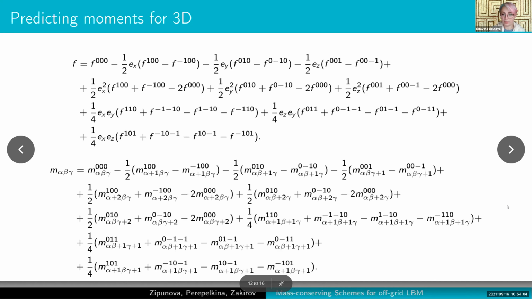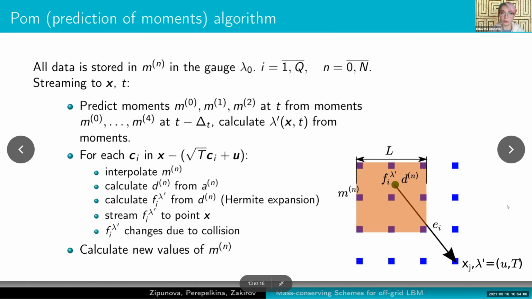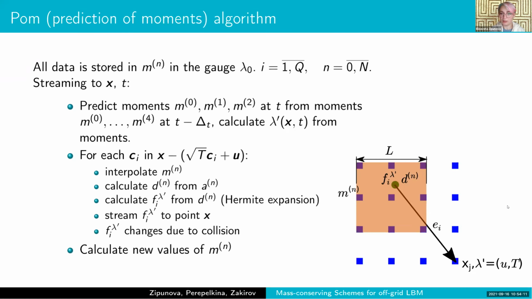So we have developed a method that we call POM, prediction of moments method, and it has the following algorithm. All data is stored in moments m in the standard gauge. For each mesh point at each time step, we predict future values of moments using the expression from the previous slide. And from future moments, we calculate gauge and temperature and velocity pair. Using this gauge, we calculate the point from which we stream.